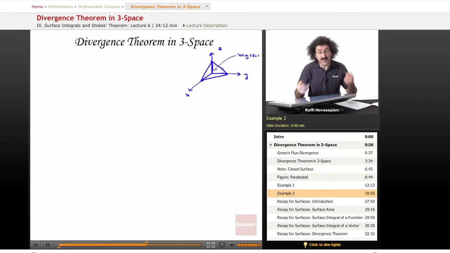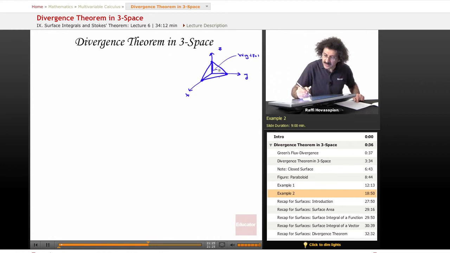So if you wanted the flux of this vector field, you have to solve 4 integrals. You have to find 4 different parameterizations, and you have to solve 4 integrals. Fortunately, we don't have to do that because we have the divergence theorem. So we can just solve one volume integral. This volume is very, very easily extracted.